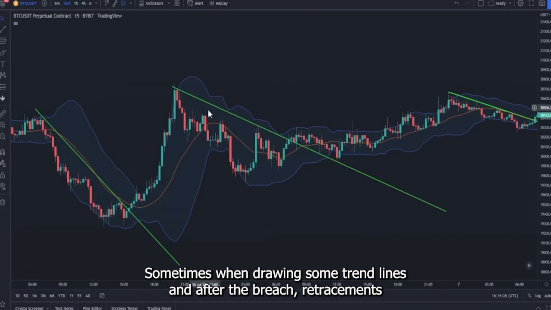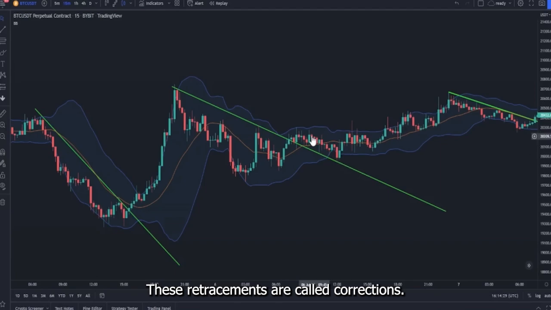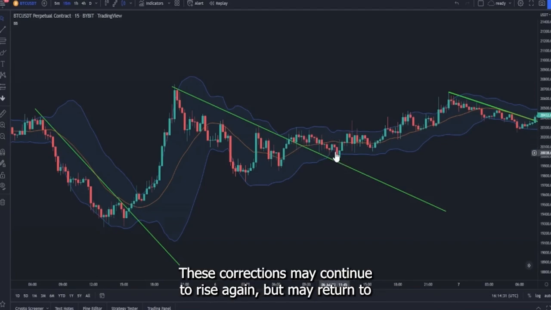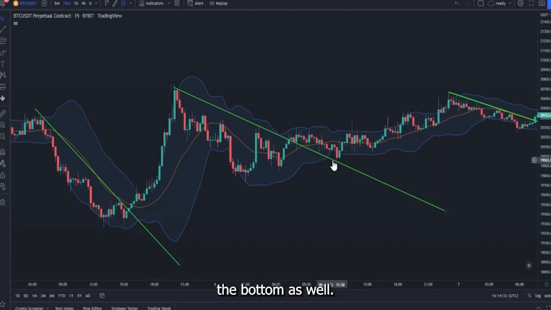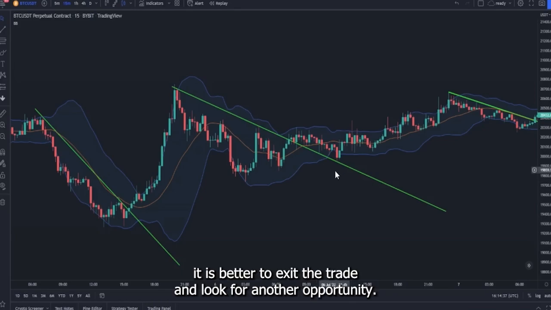Sometimes when drawing some trend lines and after the breach, retracements may occur. These retracements are called corrections. These corrections may continue to rise again but may return to the bottom as well. And here it is called a false breakout. When this fake breakout is confirmed, it is better to exit the trade and look for another opportunity.